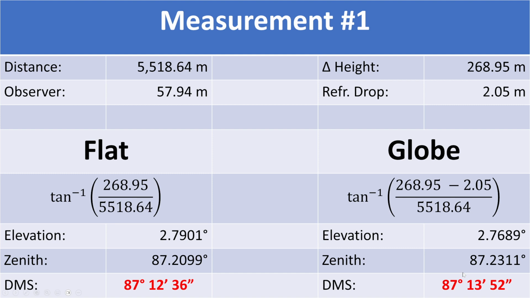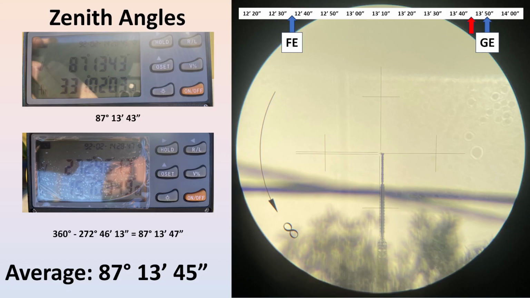So flat Earth, 87 degrees, 12 minutes, 36 seconds. And globe, 87 degrees, 13 minutes and 52 seconds. And look what we measured. 87 degrees, 13 minutes and 45 seconds. So up the top here, you can see how that compares to the predictions. So FE was 12 minutes and 36 seconds, and the globe prediction was 13 minutes and 52 seconds. So my measurement, which is the red arrow, was only 7 arc seconds away from the globe prediction. So chalk up a win for the globe.